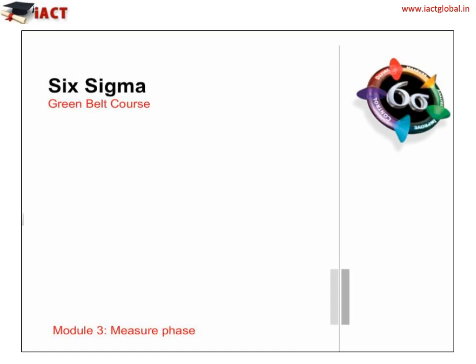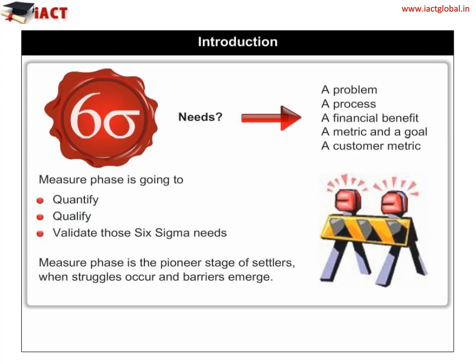After the define phase, which creates among other things a problem statement, we enter the measure phase to make additional measurements to quantify the problem. In other words, the data from the define phase is validated using specific tools. Introduction. The measure phase quantifies, qualifies, and validates the Six Sigma needs. These include the need for a problem, a process, a benefit, and a goal.